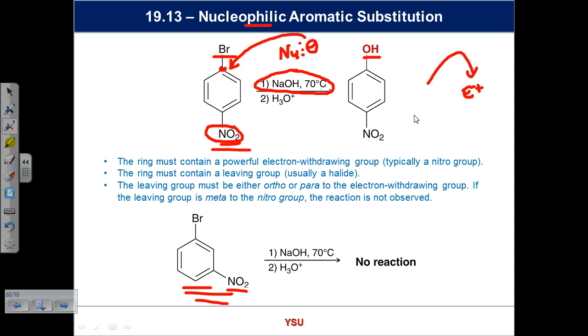You will see this in biochemistry later when you put fluorines on here. You use something called Sanger's reagent to identify peptides and things like that. But right now, looking out for nitro group, leaving group, substitution pattern. That's all there is to it.